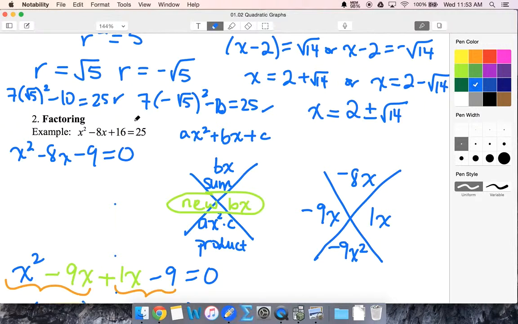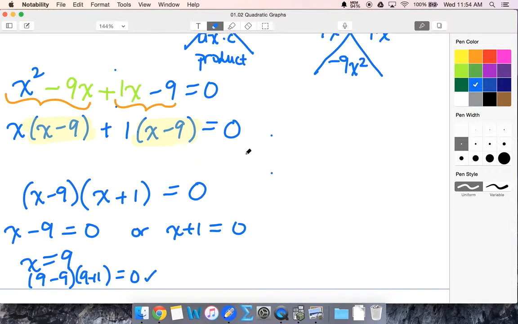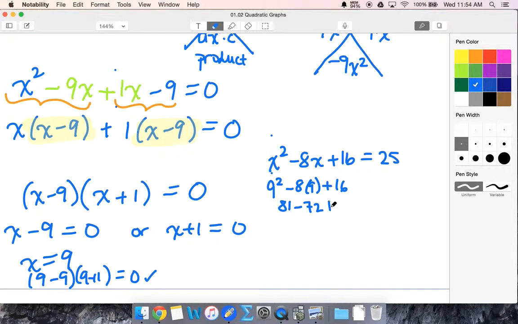So coming back to my original, I'm going to keep my checks in the same place. So I originally had x squared minus 8x plus 16 equals 25. So let's check this out. 9 squared minus 8 times 9 plus 16. 81 minus 72 is 9, plus 16 does equal 25, so that checks.